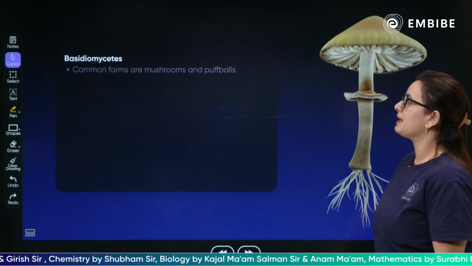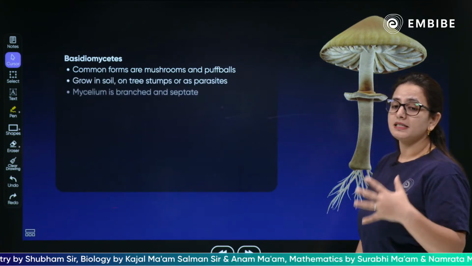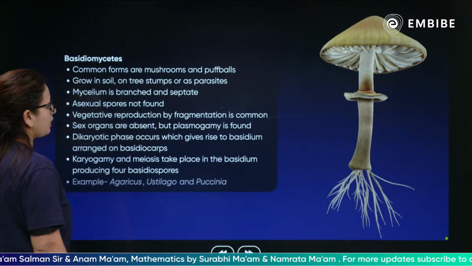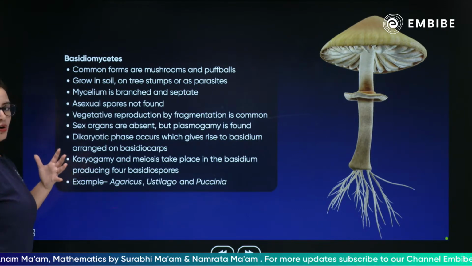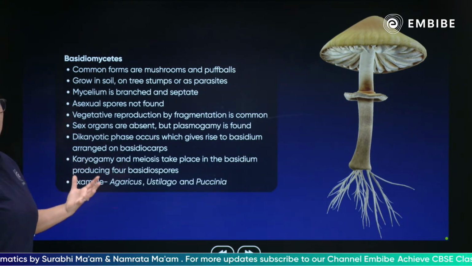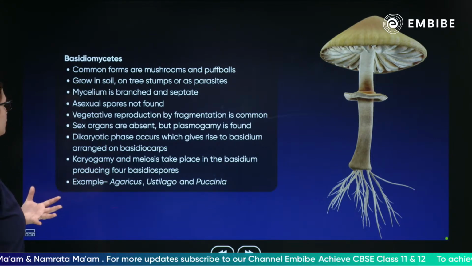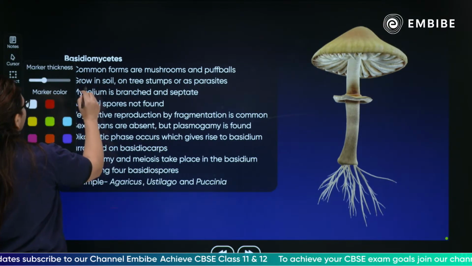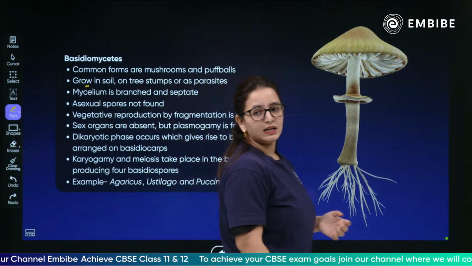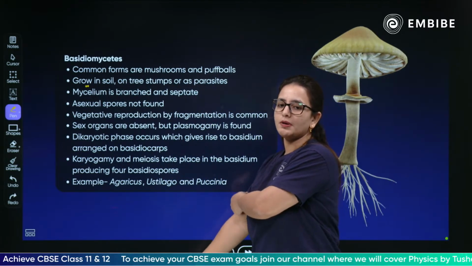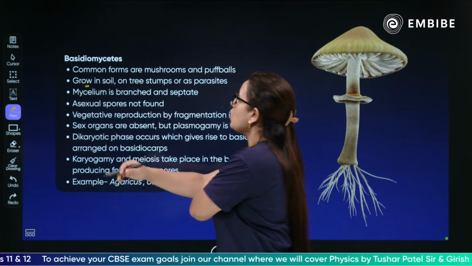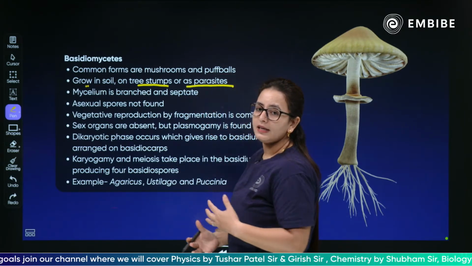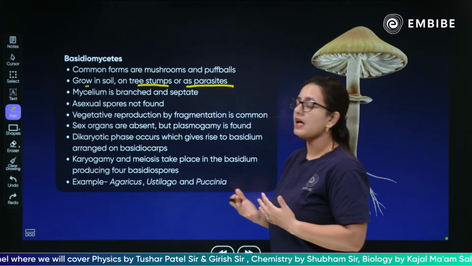Next, we are going to talk about the basidiomycetes. Children, as the name suggests, basidio, you should assume they have a structure which gives rise to spores called basidiospores, on basidiocarps. The common forms are mushrooms and puffballs. Mushrooms, which are edible also, belong to the class basidiomycetes. They grow on the soil and tree stumps, and can also act as parasites.